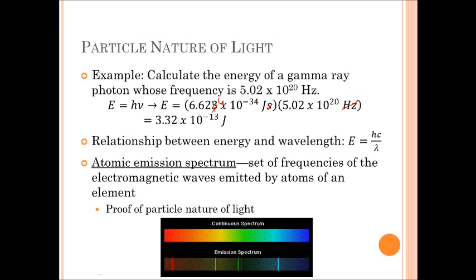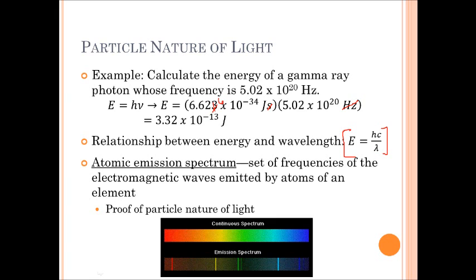We can also relate both the energy and the wavelength by basically combining these two equations. So our energy is equal to h times c over lambda. All of these equations and the constants will be given on your midterm.